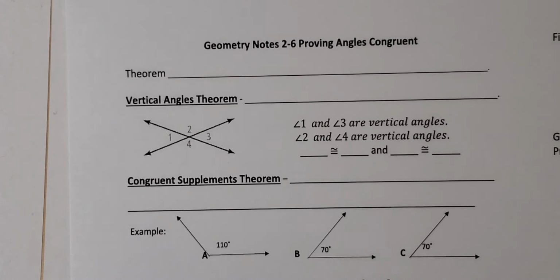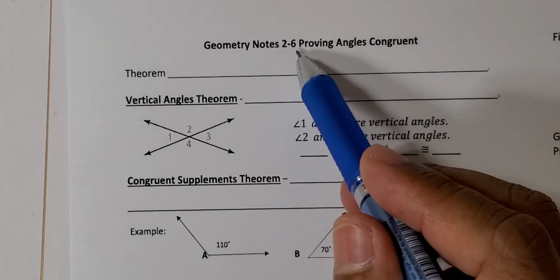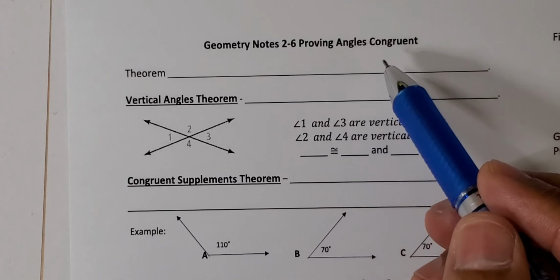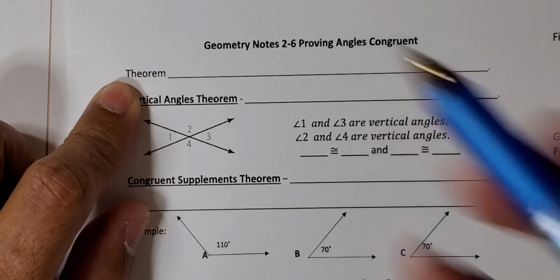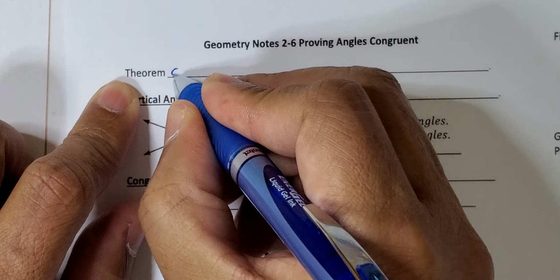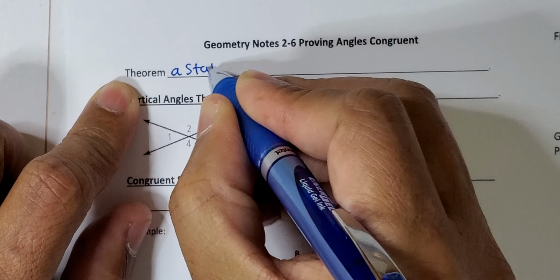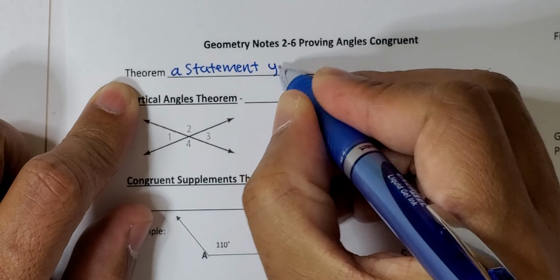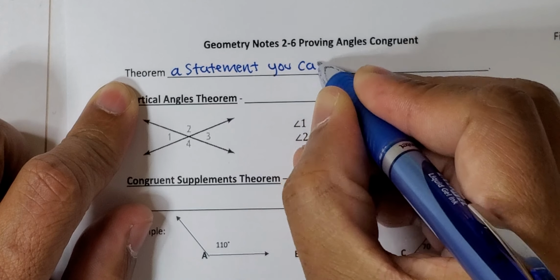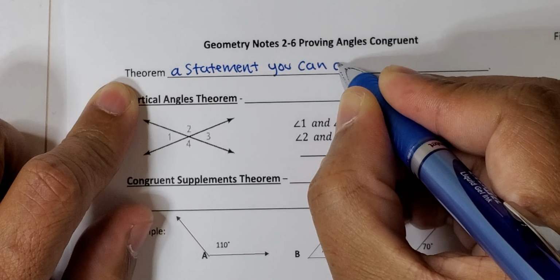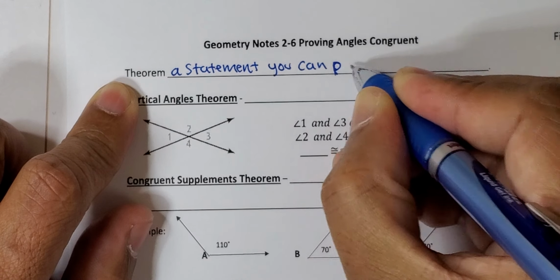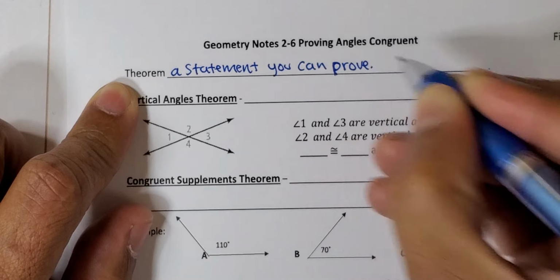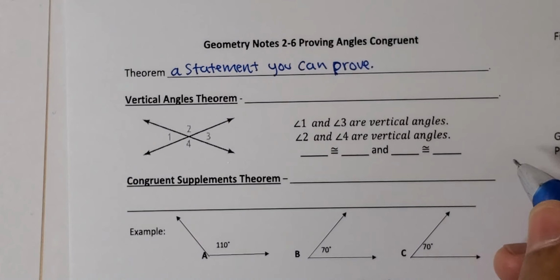In this lesson, we are going to go over notes 2-6, which is proving angles congruent. So let's start with a theorem. A theorem is a statement you can prove. Don't forget, we just finished learning about conditional statements. And this is what theorems are, they're conditional statements.